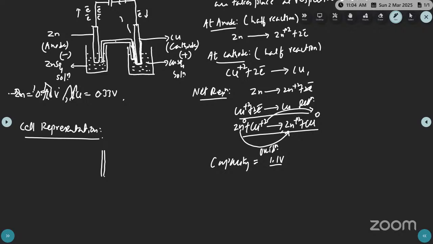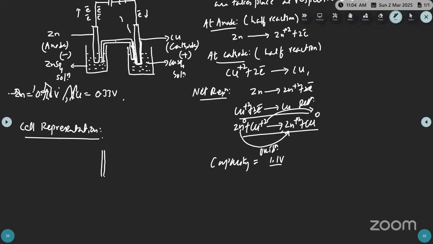And on the left side of the salt bridge, which electrode occupies? Anode, and on the right side, cathode. So to the left side of the salt bridge we have to represent the anode and on the right side the cathode. So how can you represent the anode? And how can you represent the cathode? What is the anode here? Zinc. And what is the cathode? Copper.